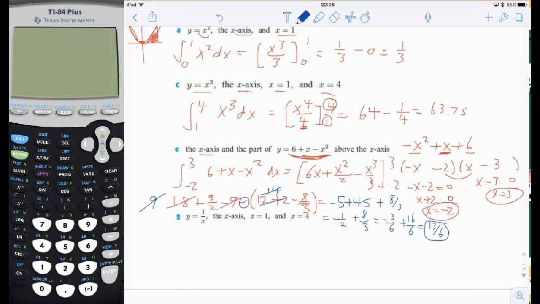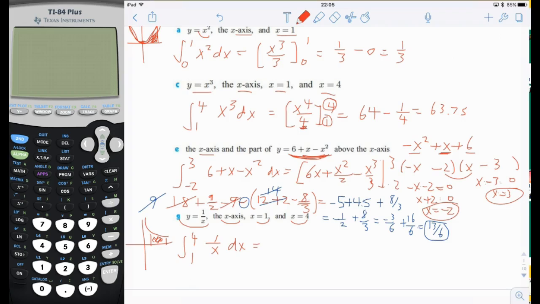All right, last one. So we're going to find an area between a hyperbola, the x-axis, x equals 1 and x equals 4. This is pretty straightforward. Remember, hyperbola kind of looks like this. X equals 1 to 4 is like this area here. So all we need to do is take the integral from 1 through 4 of the function 1 over x.